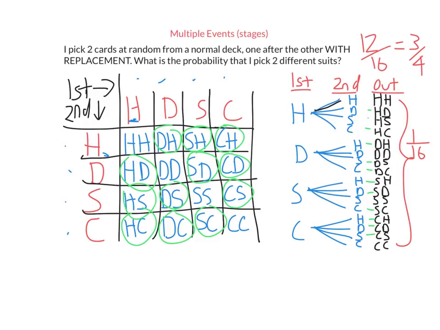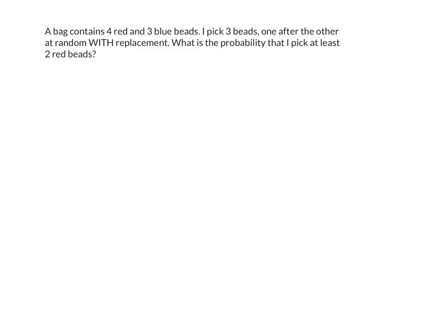So again, you can only use tables when all the outcomes are equally likely. But you can use tree diagrams even if the outcomes are not. I'm going to show you an example of tree diagrams where outcomes are not equally likely, and we're also going to go through the difference between with and without replacement. Let's look at this question here. A bag contains 4 red and 3 blue beads, and I'm going to pick 3 of them, one after the other at random with replacement, and calculate the probability that I pick at least 2 red beads.